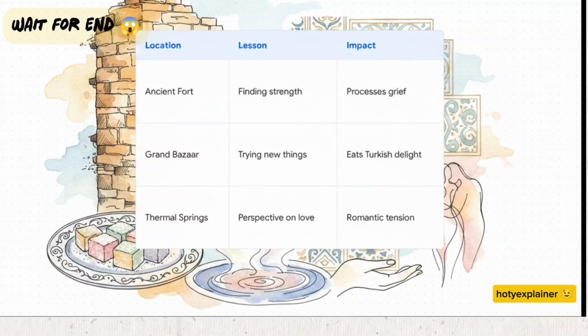And this actually gets the usually rigid Jeb to step totally out of his comfort zone and try some fresh Turkish delight. Later, at the Thermal Springs, the mother's letter gives perspective on a past romance, which masterfully shifts the romantic tension between Hope and Jeb in the present day.